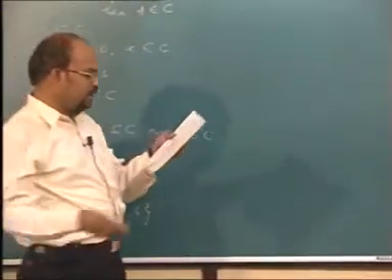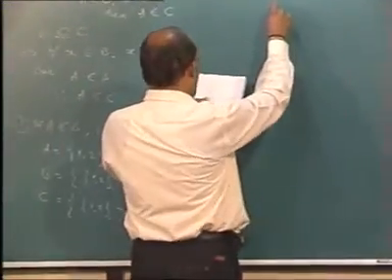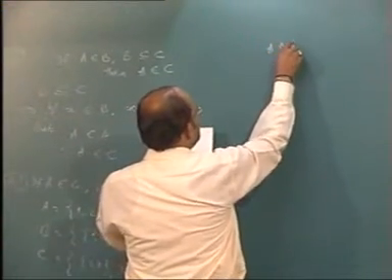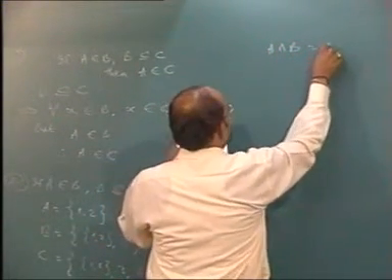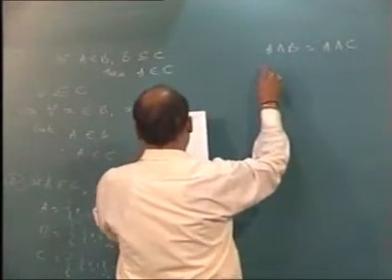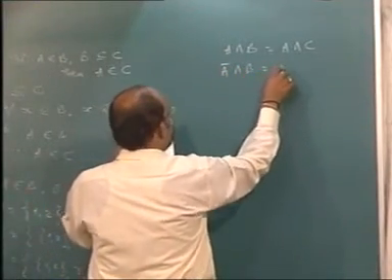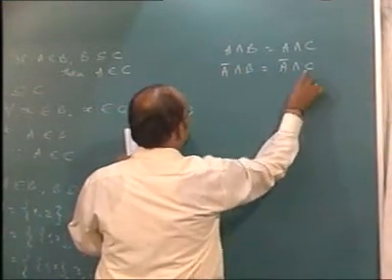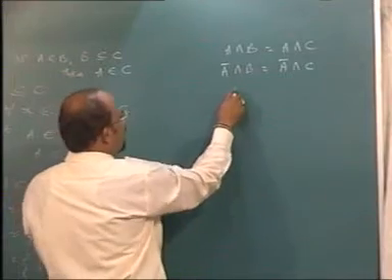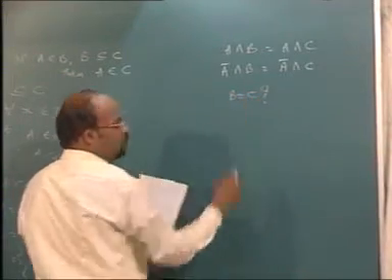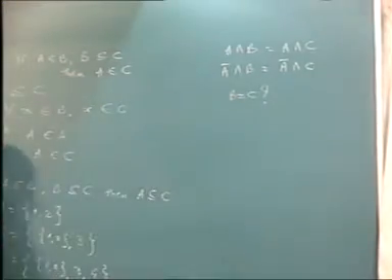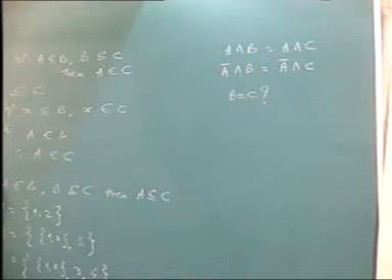1.6 says that it is given that A intersection B is equal to A intersection C and A complement intersection B is equal to A complement intersection C. Is it necessary that B is equal to C? If you are to say yes, you will have to have the justification.